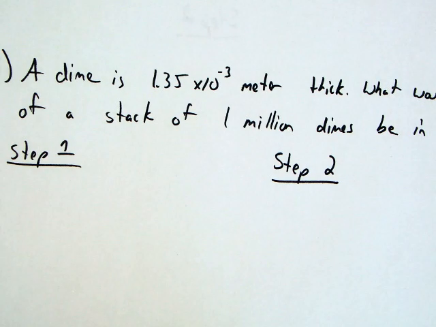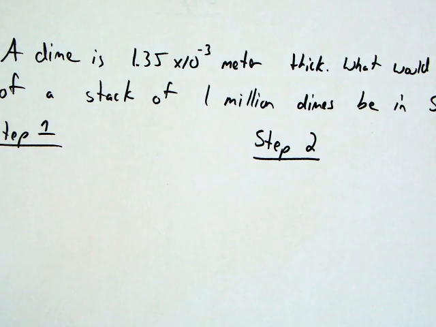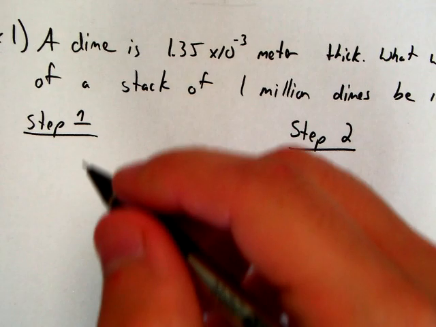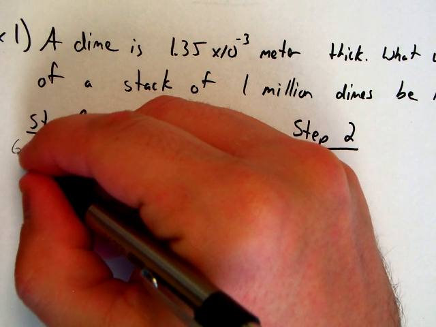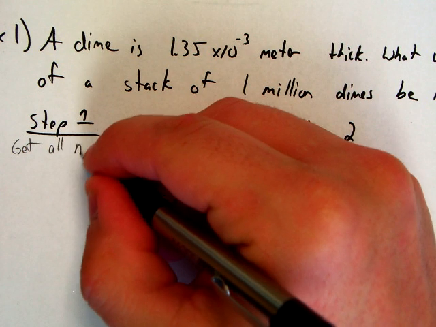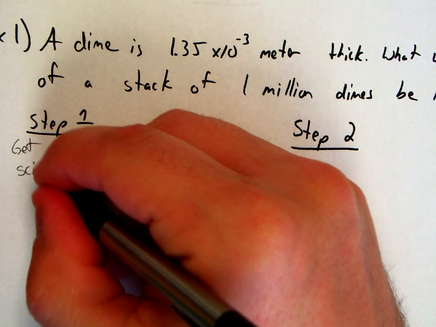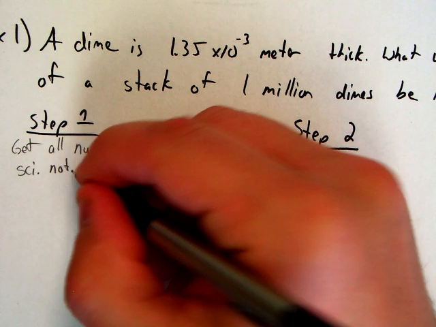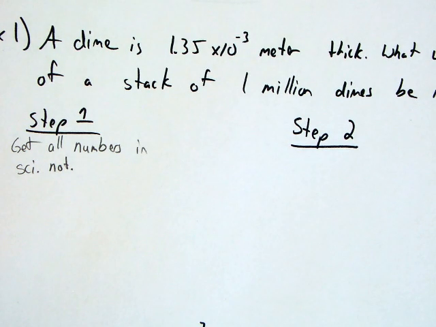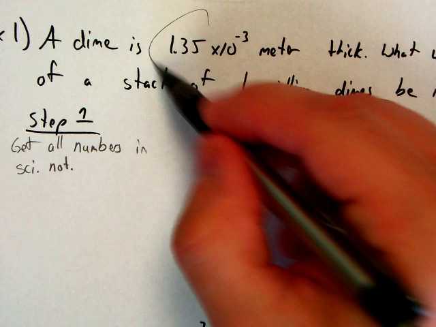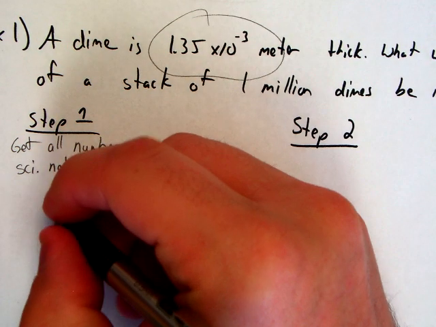So, in example 1, it says a dime is 1.35 times 10 to the negative third meters thick. What would the height of a stack of 1 million dimes be in scientific notation? So the first thing we need to do, step 1, is we want to get all numbers in scientific notation. So this 1.35 times 10 to the negative third, that already is.